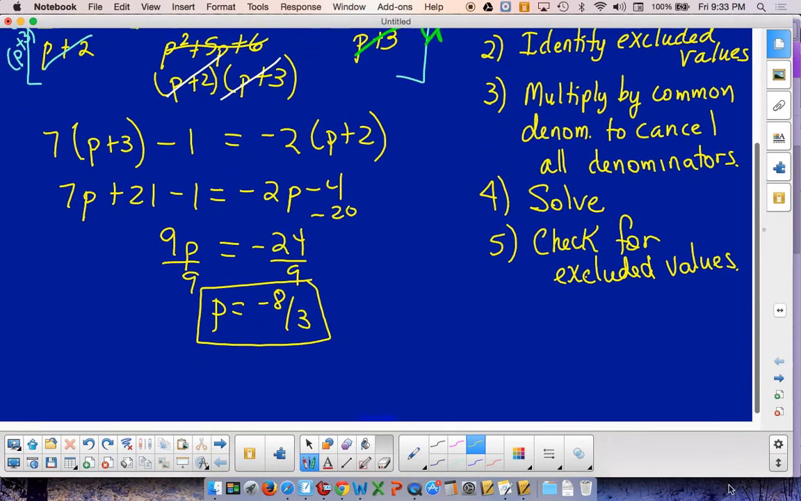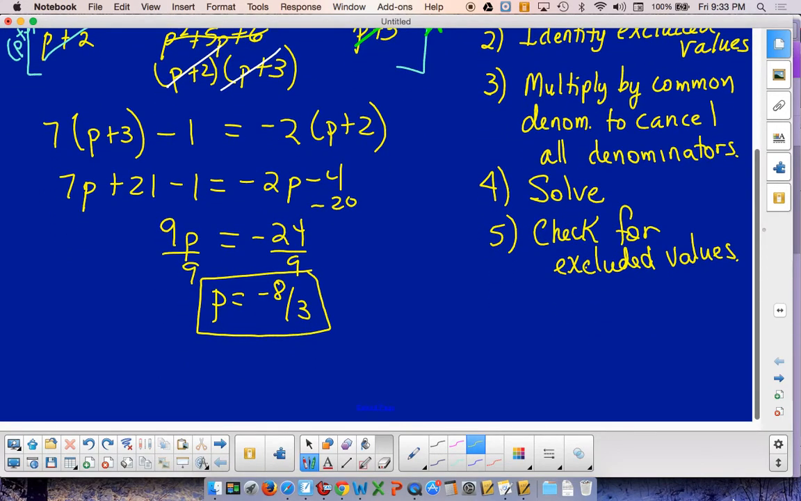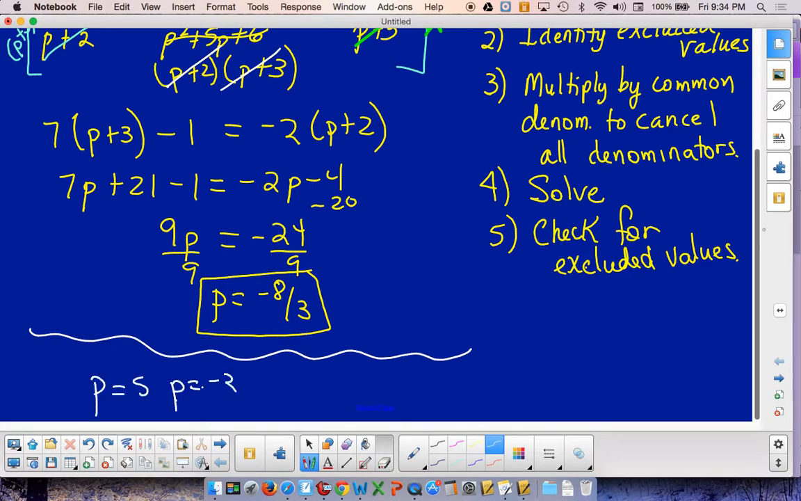If, for example, and don't confuse this, say you had gotten done and your answers had been p equals 5 and p equals negative 3. Then because negative 3 was not possible, it was an excluded value, we would throw that out. P equals 5 would be our solution. This would be what we call an extraneous solution. It was a value that makes the equation true.